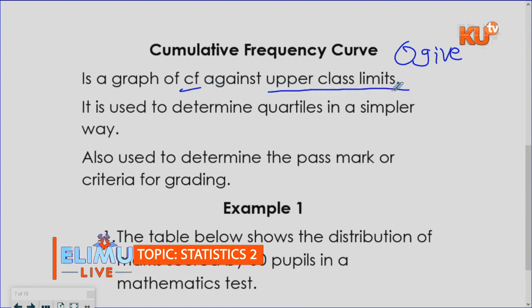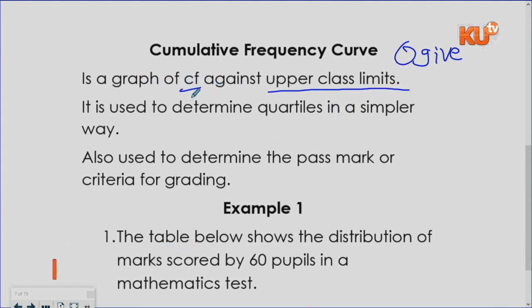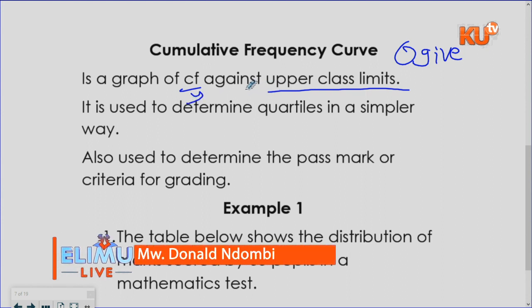Upper class limits. So when we say a graph of something against something, whatever comes before against goes to the y-axis. What comes after against goes to the x-axis. That should be simple for you. Why do we need it? It is used to determine what? Quartiles, in a simpler way. What else? It's also used to determine the pass mark in a test or criteria for grading.